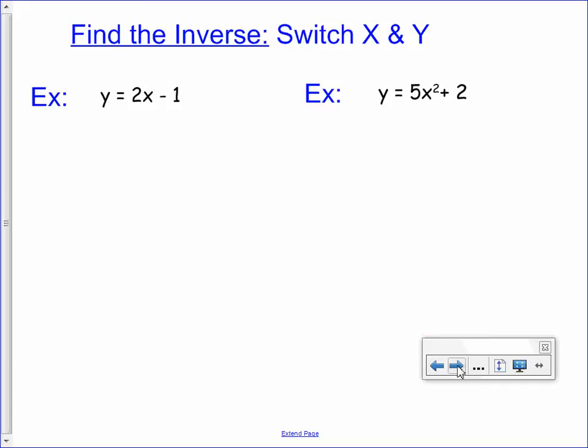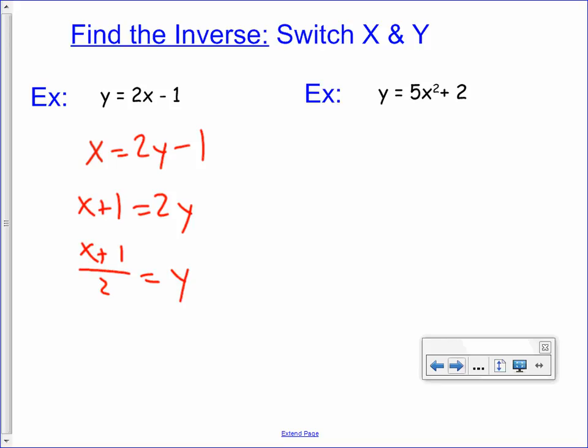Just a reminder, it doesn't look like we're going to be able to go outside today, but that's okay. Just a reminder for inverse to switch the x's and y's. This is probably the one that's easiest to forget, but it's easiest to do. So if you have y equals 2x minus 1, it's going to be x equals 2y minus 1, and then solve for y. So x plus 1 equals 2y, and then x plus 1 divided by 2 is equal to y, and so on. And you would do the same thing for the other one.